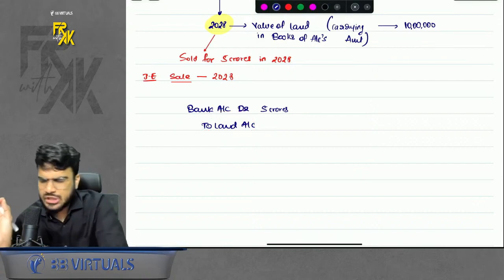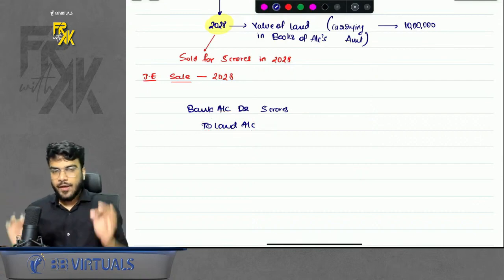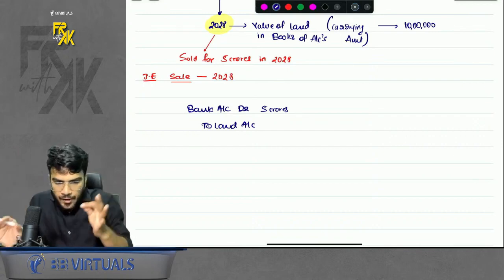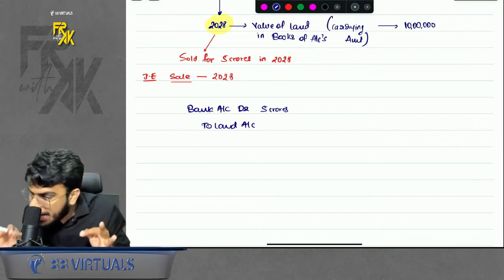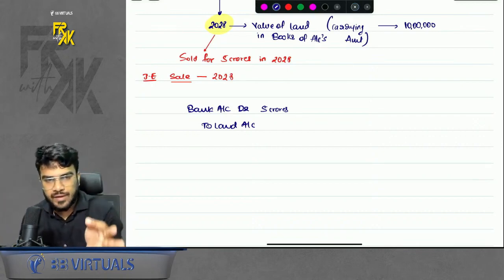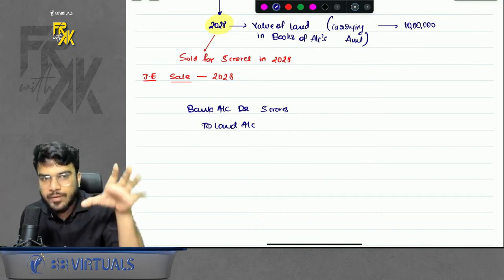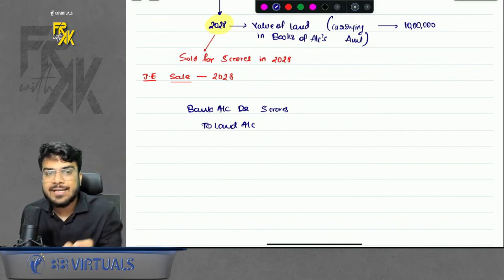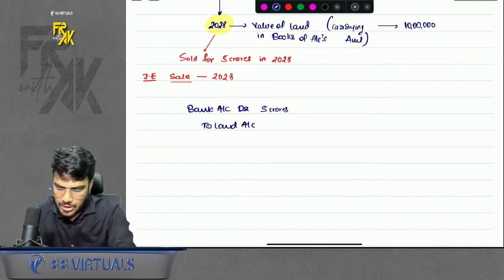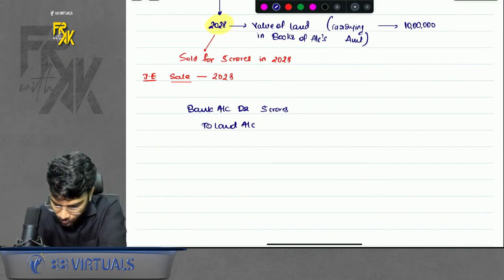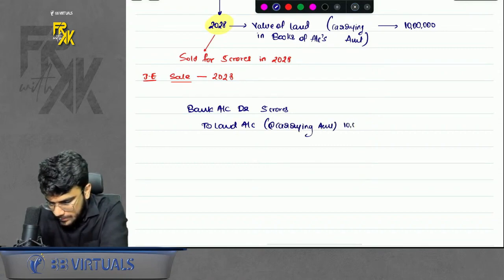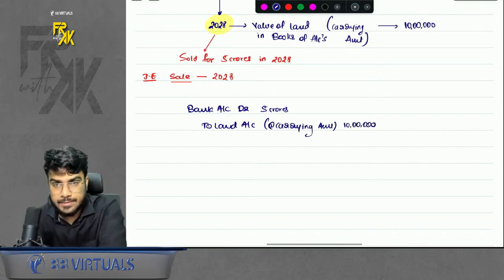So just remember, just take a promise today. Whenever anything is going out of our books of accounts, we will credit the same. We will remove it out at carrying amount. We will remove it. We will de-recognize it. We will remove it at carrying amount. So the land will go out at what value? At carrying amount. And that is 10 lakhs.